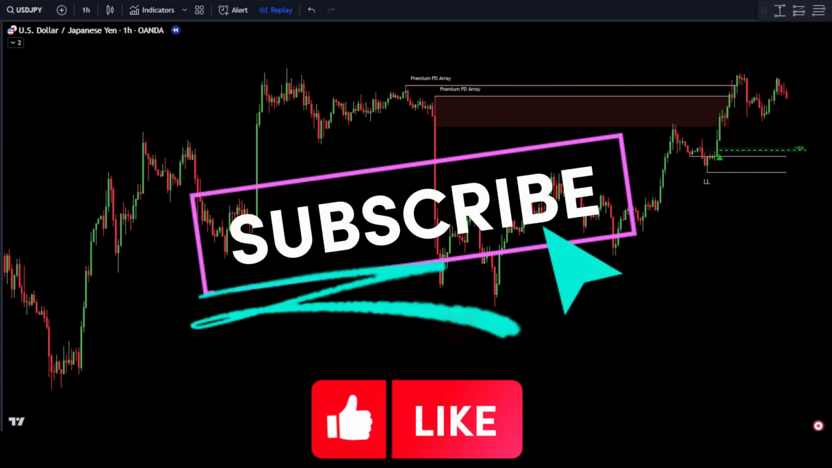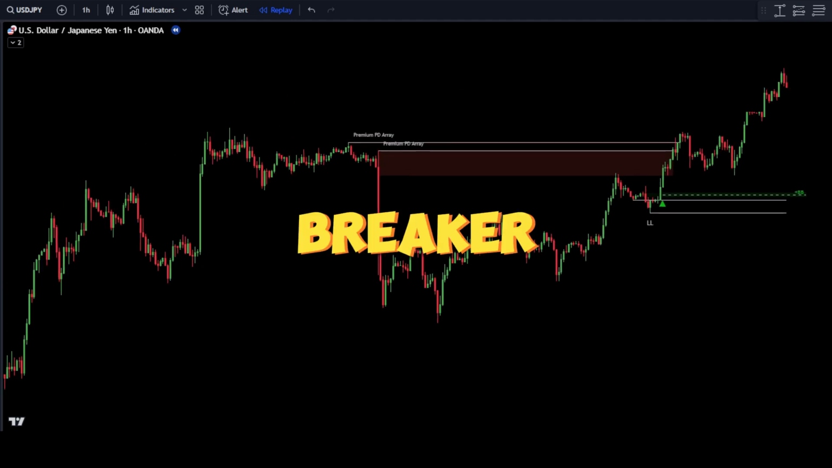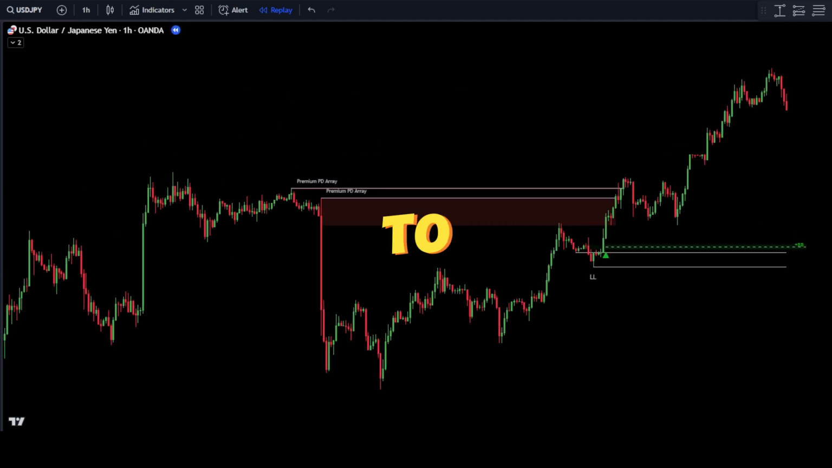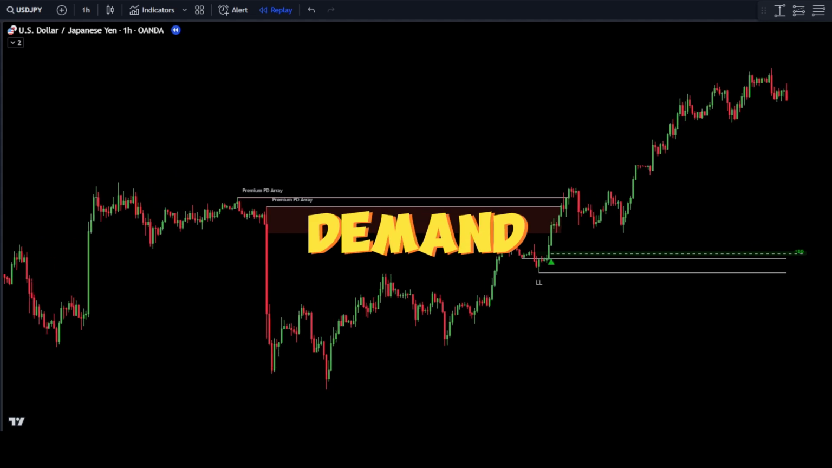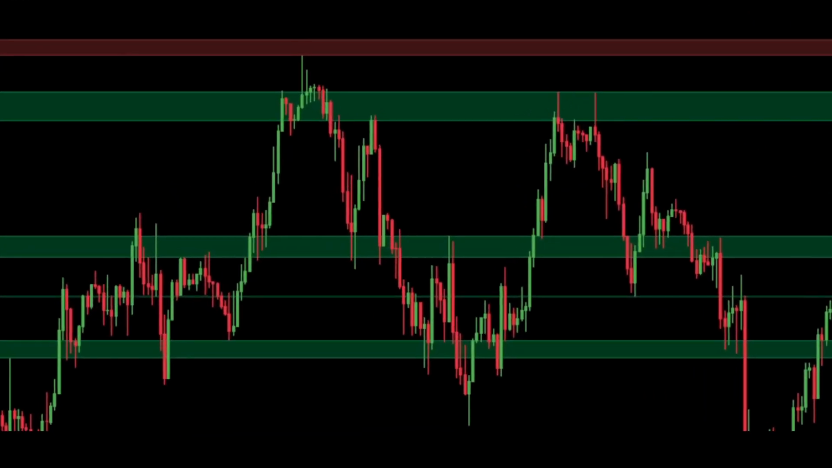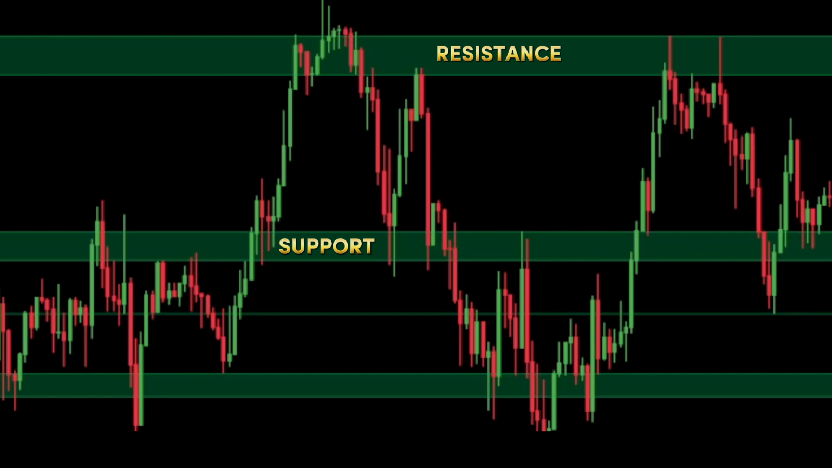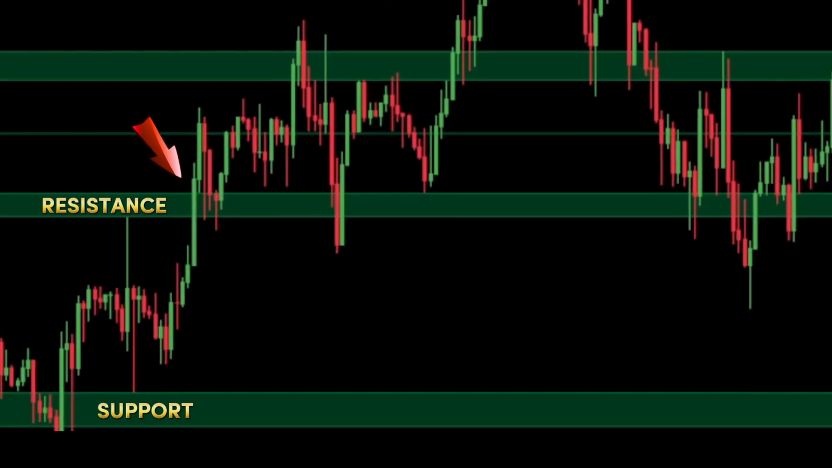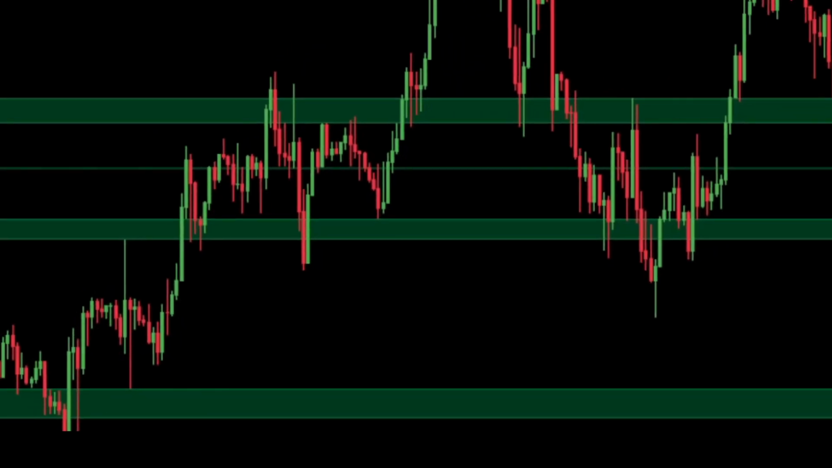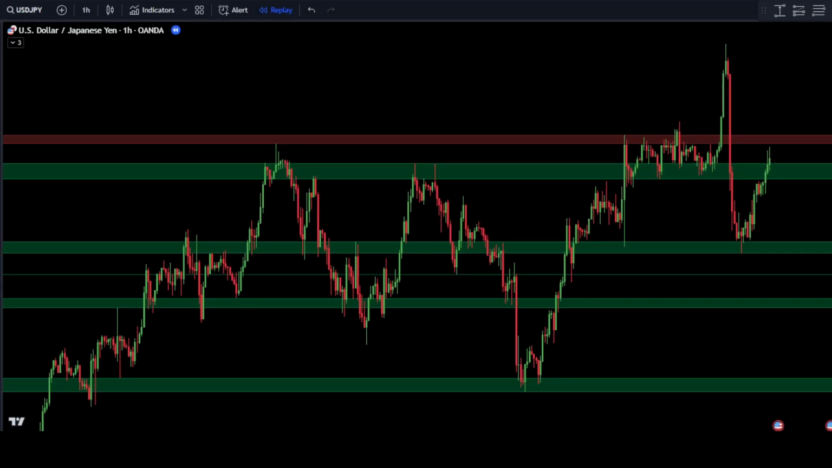In general, the breaker block trading strategy works similarly to support and resistance or supply and demand. For example, let's look at this visual. This is an example of a support and resistance area. If the price candlestick can break through the support area, the old support area will turn into a new resistance area. Conversely, if the price candlestick can break through the resistance area, the resistance area will become a new support area. The same concept applies to breaker blocks.